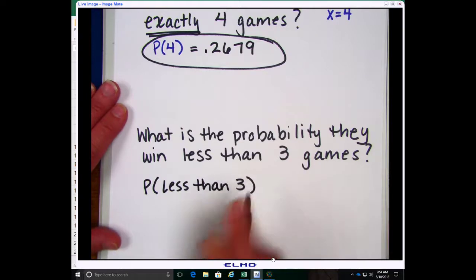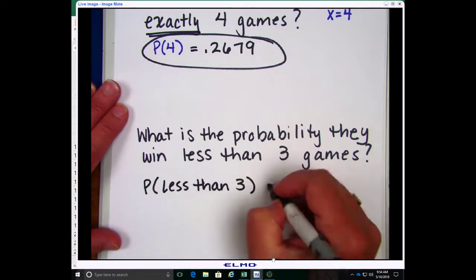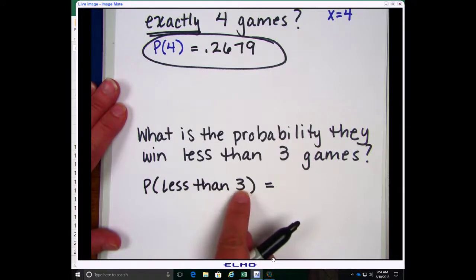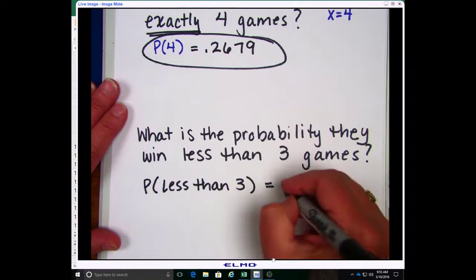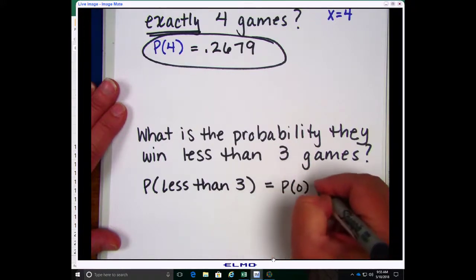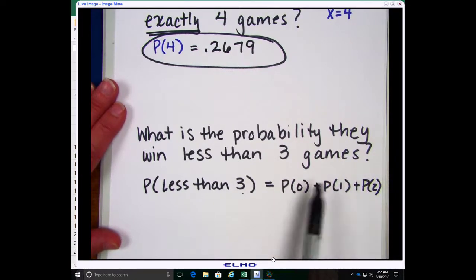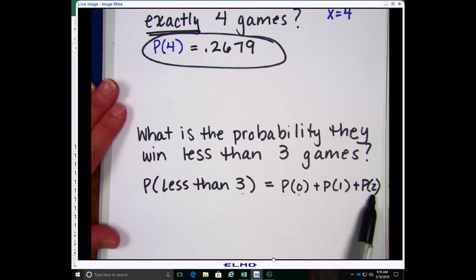All right. So now in this particular case, we'd have to use any number less than 3. Please keep in mind that 3 is not less than 3. 3 is equal to 3. So we'd take all the numbers less than 3. So it'd be 0, 1, 2. Again, 3 is not less than 3. So we take probability they win none, they win 1, or they win 2.